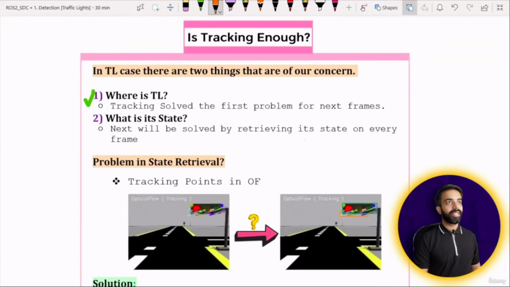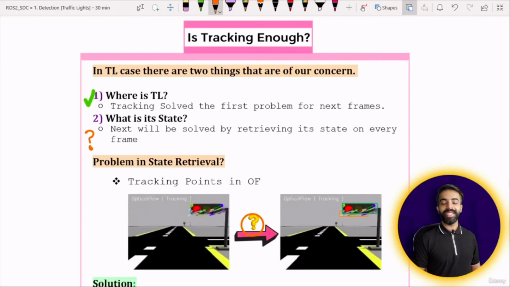The next target was to extract the state of the traffic light. The confirmation mechanism that we developed helped us in this regard. But it required a region of interest. In the case of optical flow, the region of interest was never tracked, rather the points were tracked. So how can we move from the information of tracked points to the tracked region of interest? This was the problem that we needed to solve to complete the process of traffic light detection.